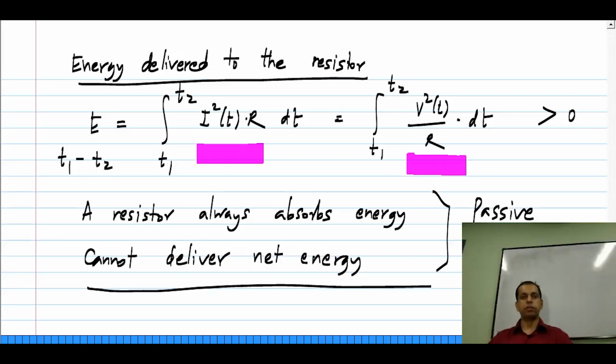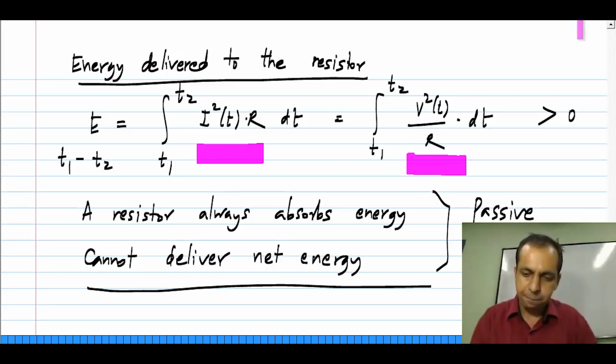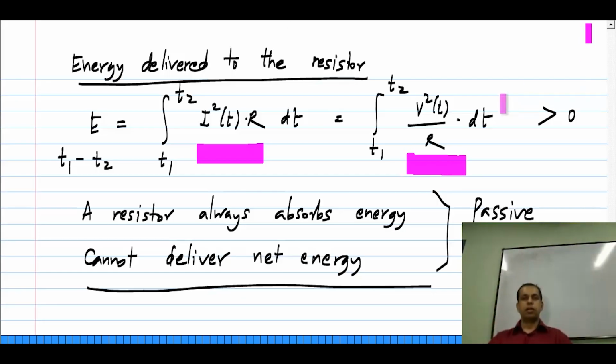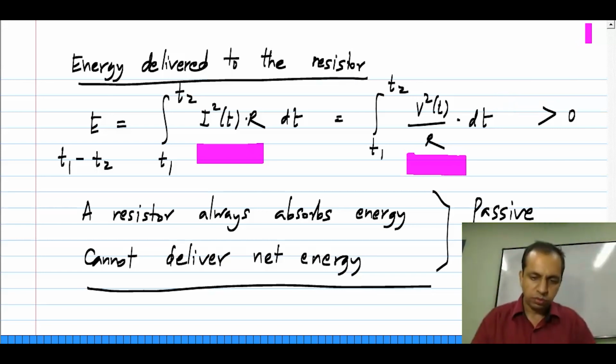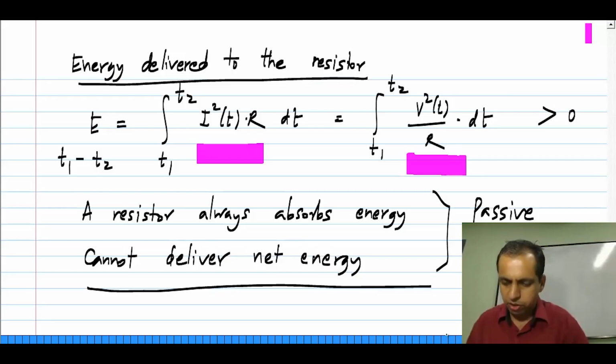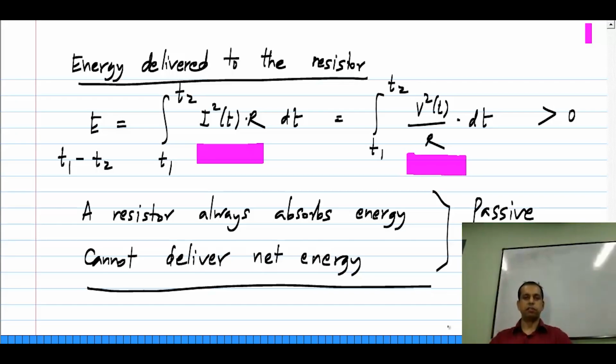Here of course, we are considering resistors with a positive value. A physical resistor always has a positive value. So, here I have to mention that we consider R greater than 0. Such an element is known as a passive element.